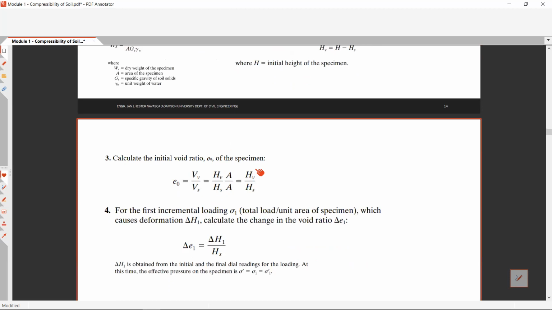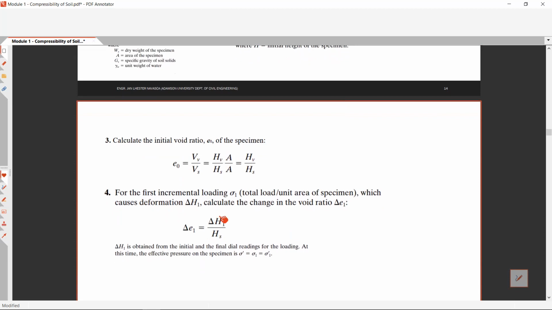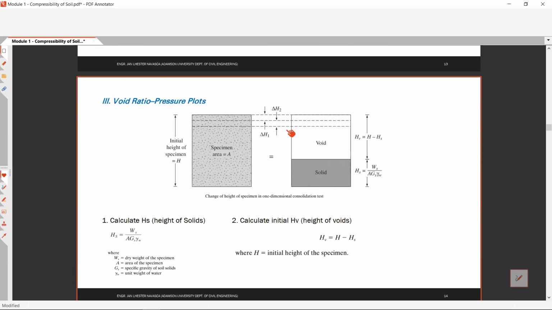Okay. Then, for the first incremental loading, sigma 1, ito yung initial stage, let's say stage 1. Okay. Which causes deformation delta H1. So calculate the change in the void ratio, delta E sub 1. We can say that that is equal to delta H1 over height of the solid. So parang VV over VS pa rin, pero change na lang yung ginawa. So that is change H1 over HS. H1 is this one, yung unang settlement, yan, yung due to the stress sigma 1.